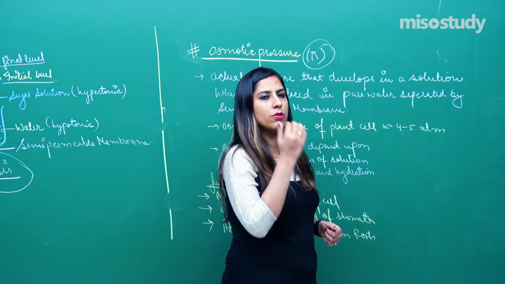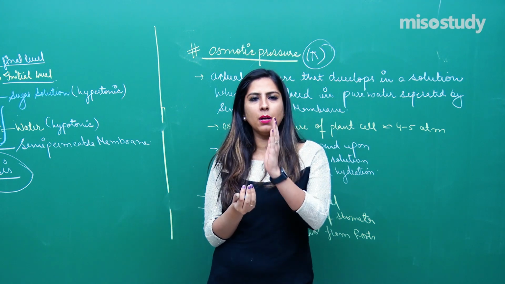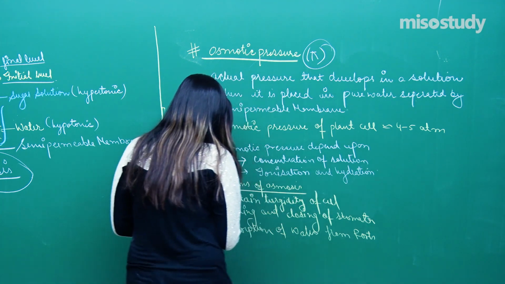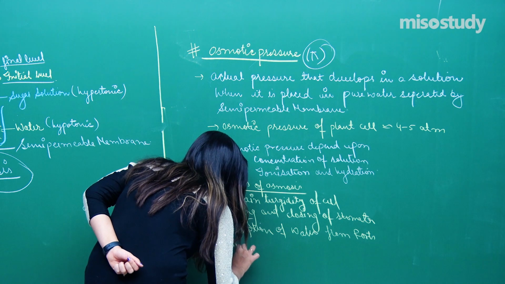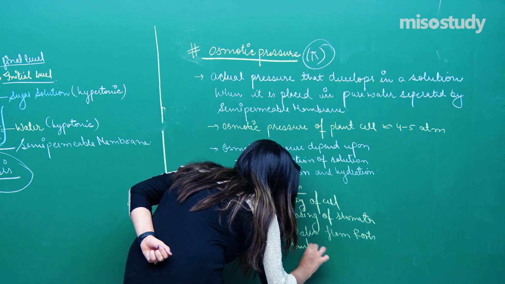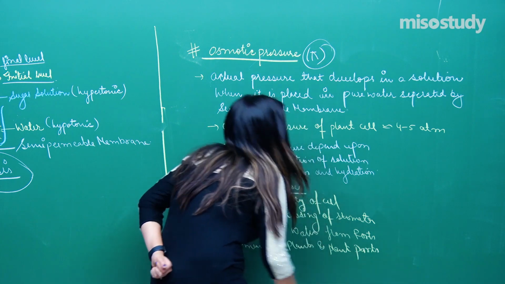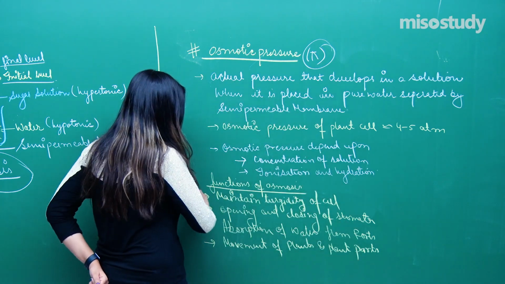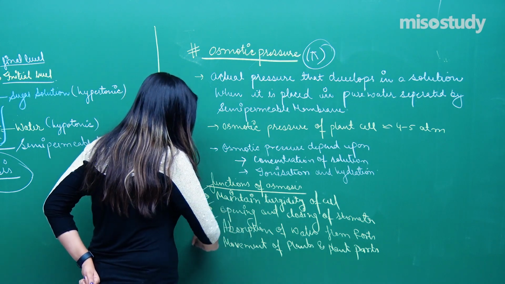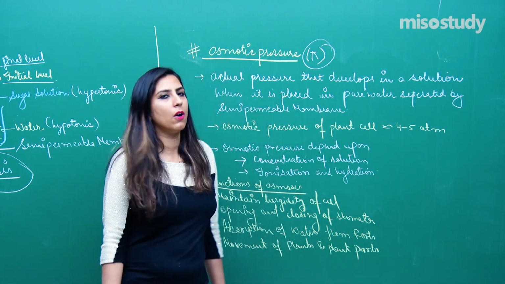Another important role of osmosis is that it not only helps in all these processes, it also helps in the movement of the plant and plant parts. So, these are the certain functions: maintaining turgidity, opening and closing of the stomata, absorption of water from the roots, and the fourth one, movement of the plant and the plant parts. These are the important uses of osmosis.